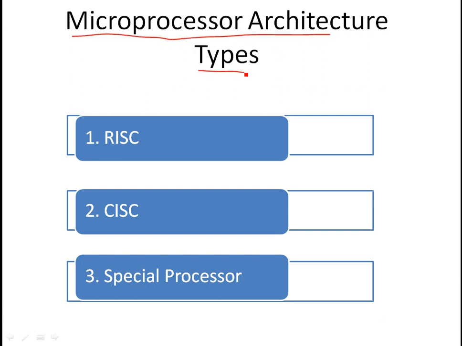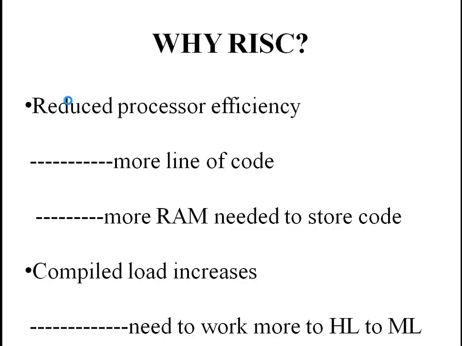So earlier we already discussed the two types of architecture, Harvard and von Neumann architecture. Now we are discussing the architecture types, that is RISC architecture, CISC, and special processor. That can be three types. So first we are looking at the RISC architecture.